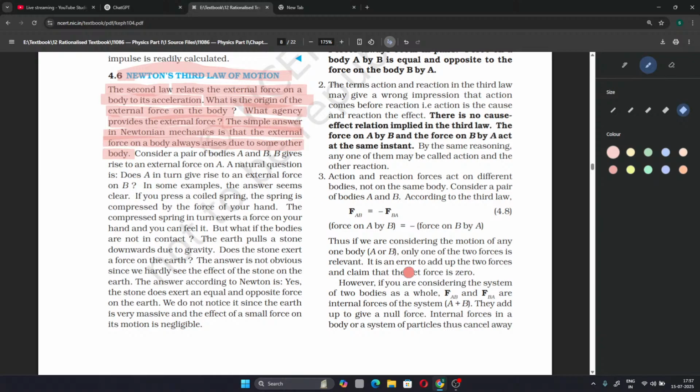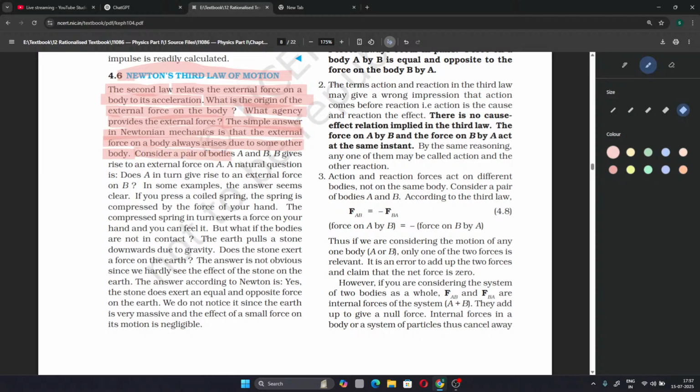Before this, we did not discuss how the force originates. We know that a body is experiencing a force and that this force is provided by an external agent, but we didn't know the agent. Here they are providing it: this force arises due to some other body. That is the case in Newtonian mechanics. The force is always due to some other body.